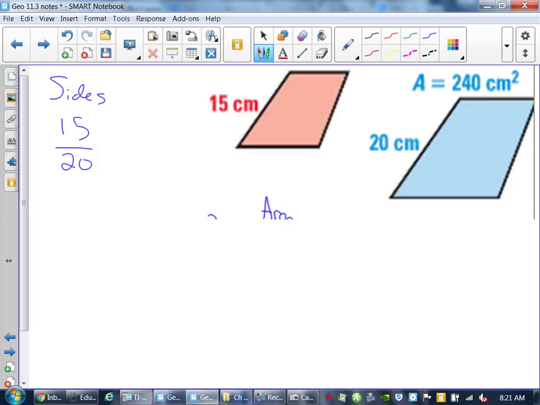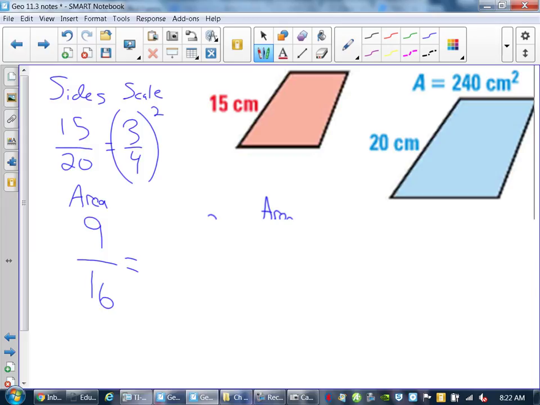Now, 15 over 20 then, you automatically simplify it. When you simplify it, like you're saying, you get 3/4. There's your scale factor. Now, taking that 3/4, what do I do to get the area ratio? Square it. So if I square 3/4, I get 9/16 as my area.